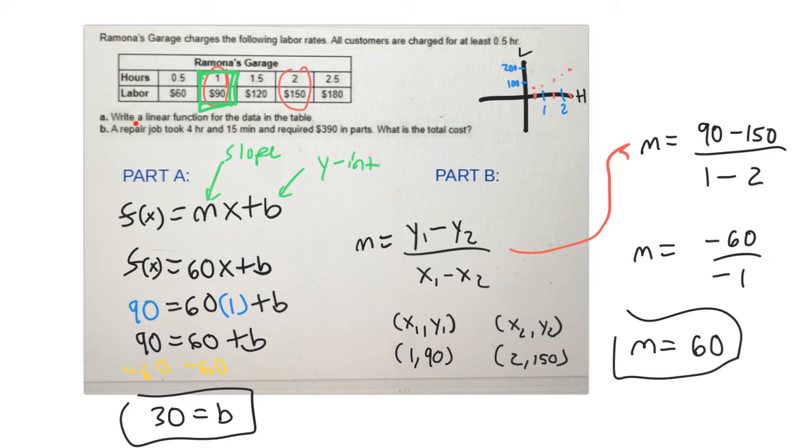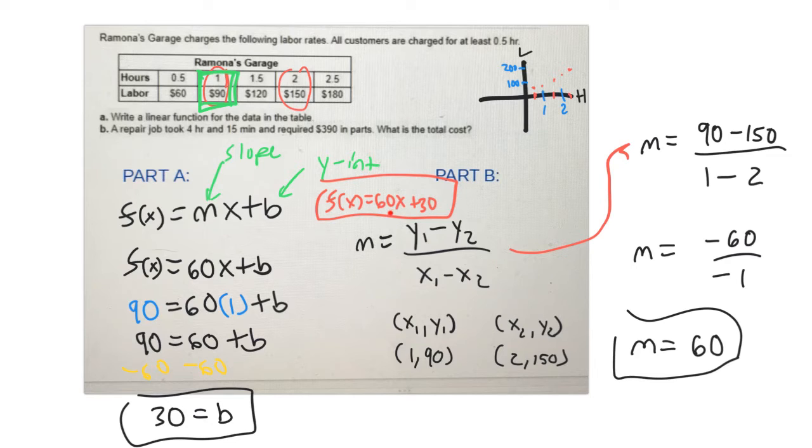satisfy the first question, which is to write the linear function for the data in the table. Well, I'm going to write that in red. It's going to be f of x equals 60x plus 30. Okay? That is a linear function that lines up with the data in the table.